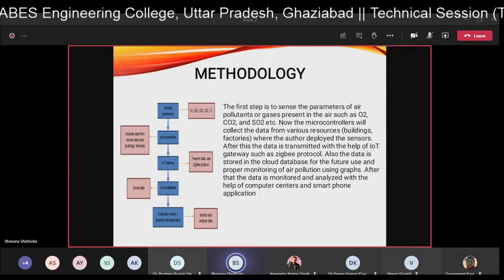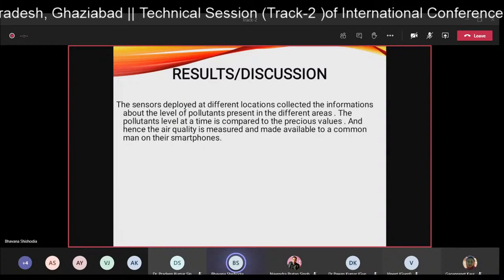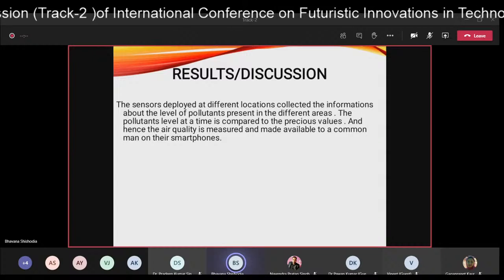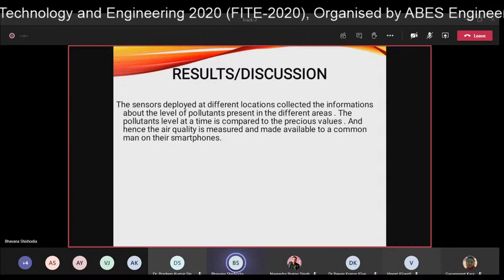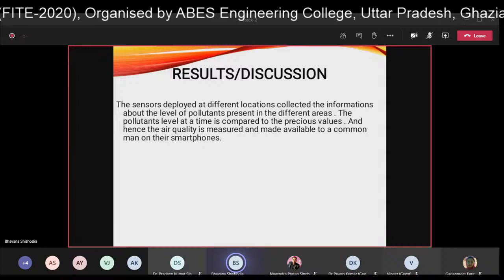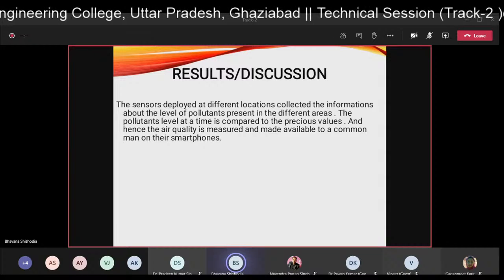Our result is that different sensors will be deployed at different locations and air quality is given, and it is available for the common man on their smartphone. Then they can easily access it at any time, anywhere.